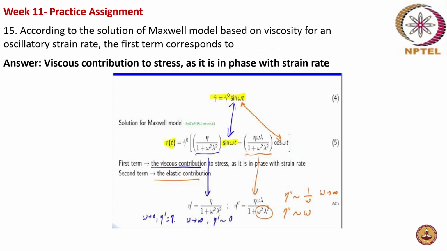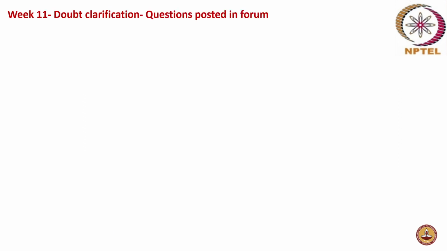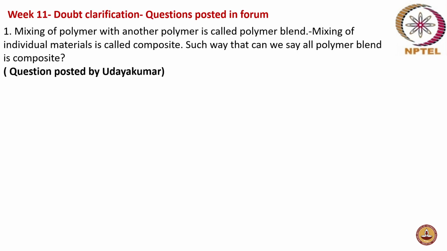So this is for the practice assignment. There were some doubts that were raised in the forum. I'll just try answering some of those. So one question was posted by Uday Kumar. He has asked, mixing of polymer with another polymer is called polymer blend, whereas mixing of individual materials is called composite. So he is asking, if it is such a way, then can we call polymer blend a composite? So what is your thought process on this?